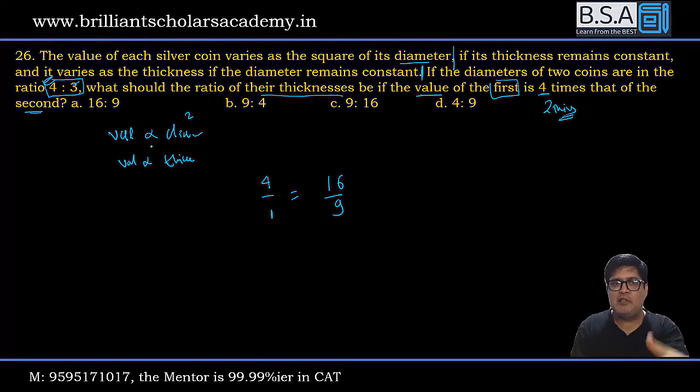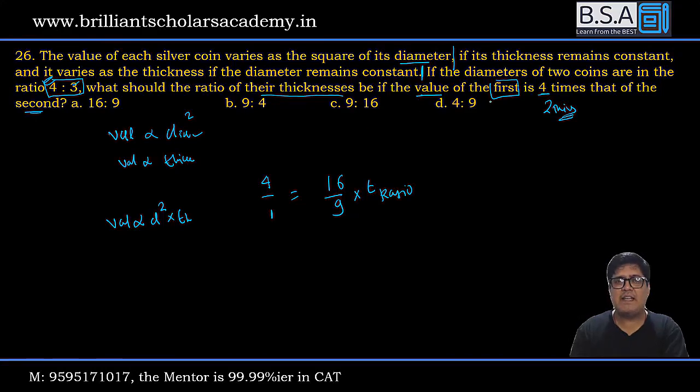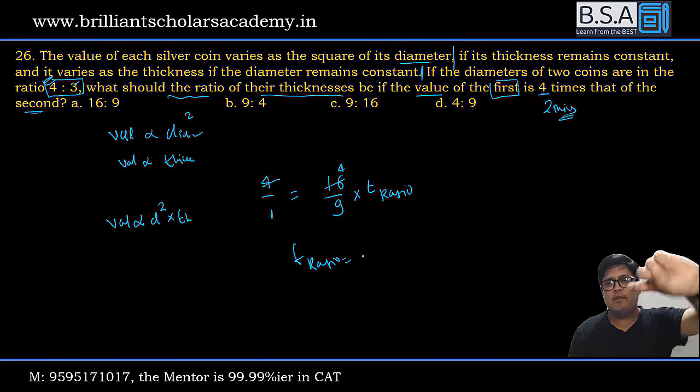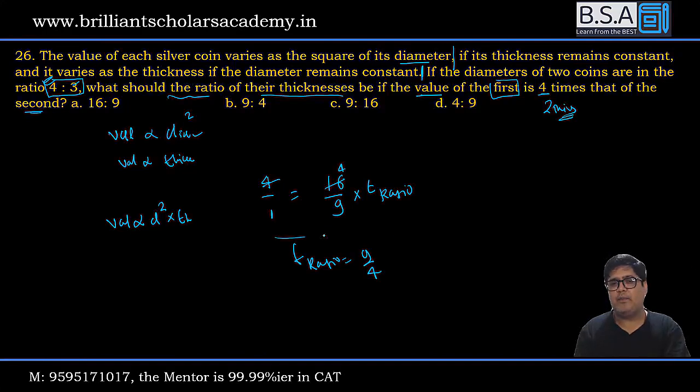Can I say this looks like mixed proportionality? Value depends upon diameter square and thickness. So I do not know the thickness ratio. That is what the question is asking me. Can you find the ratio of their thicknesses? So thickness ratio, 4 and 4 cancelled, so that goes on the opposite side, 9/4.